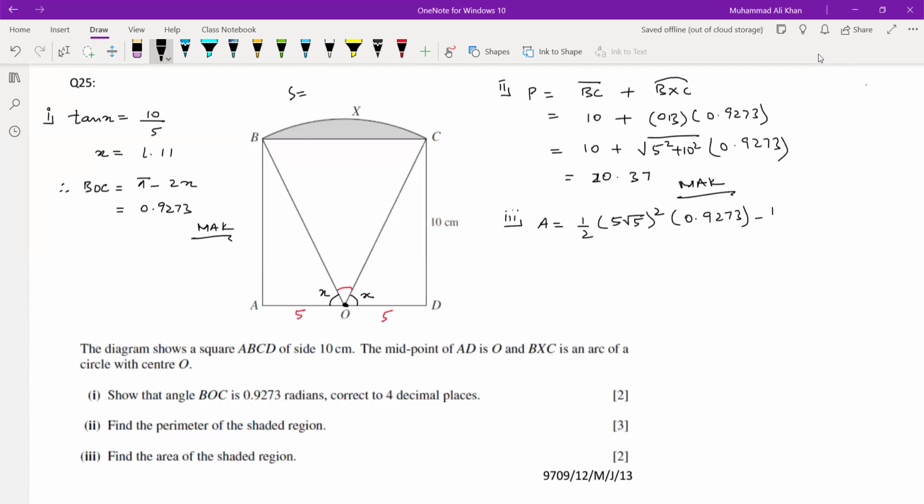Minus area of triangle, half R squared sine theta. Calculate the answer. What is the final result? तो साइन ही तो लिखा है. This is area of sector minus area of triangle.